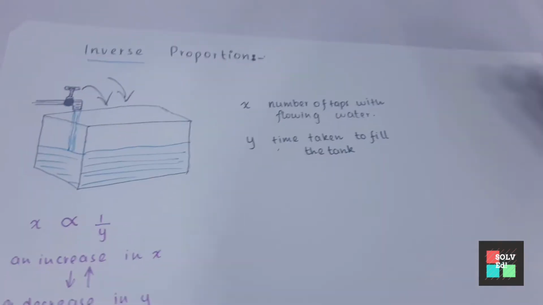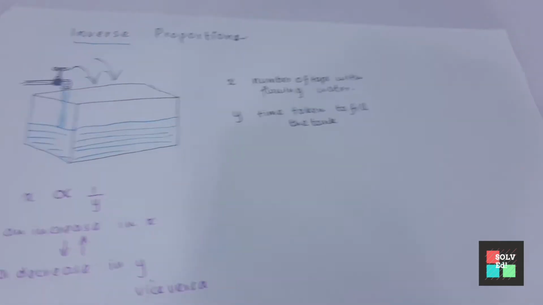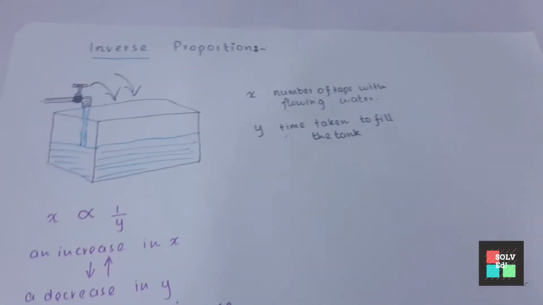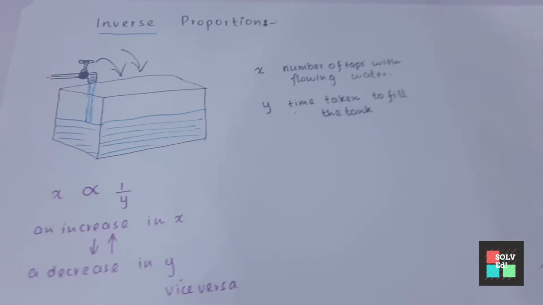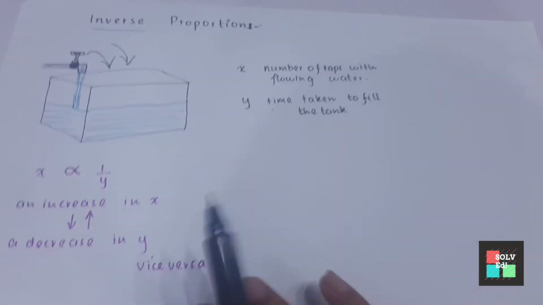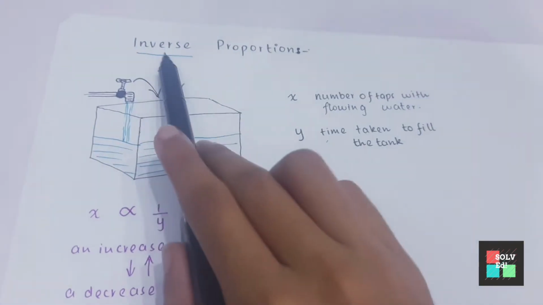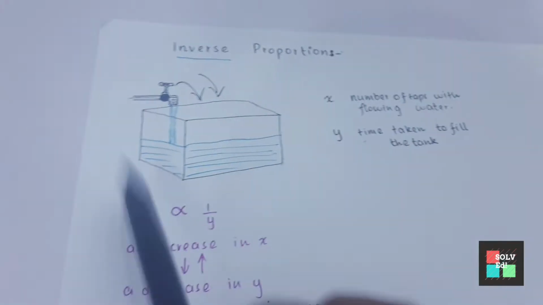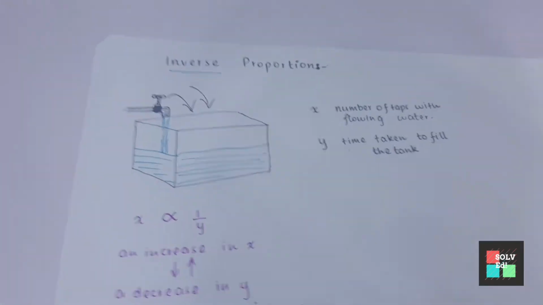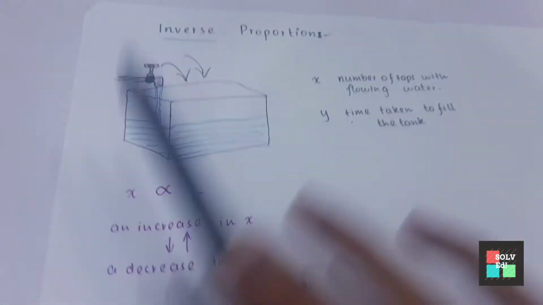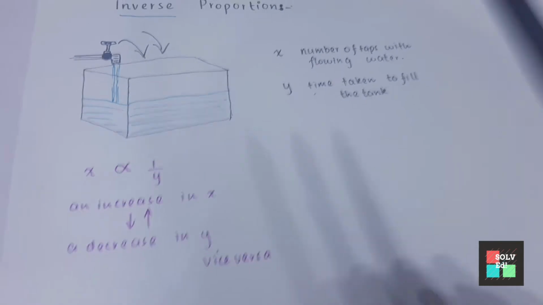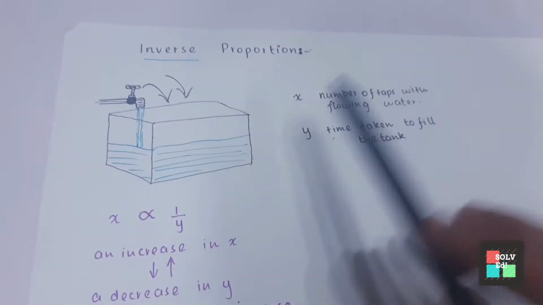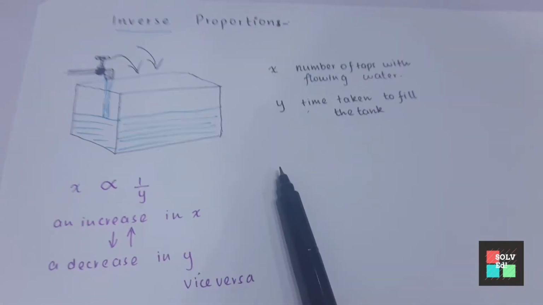So more taps are going to take less time to fill the tank, or more taps are going to take more time to fill the tank. If you said less, you're correct. This is an inverse relationship after all. If you have more taps with flowing water, the tank is obviously going to be filled up much faster. So there is an inverse relationship between these two variables.